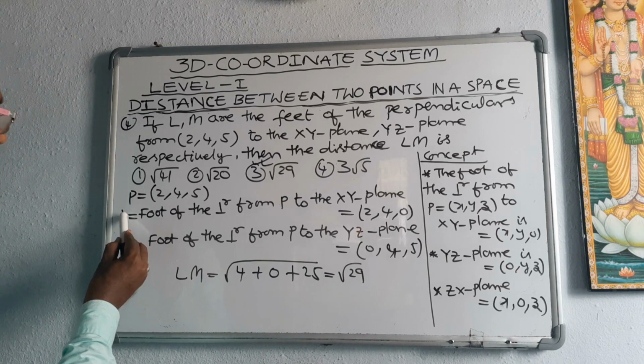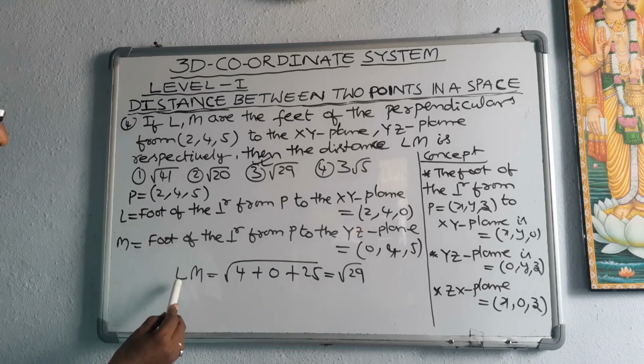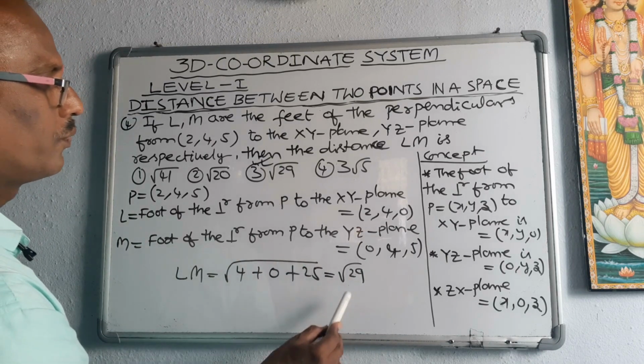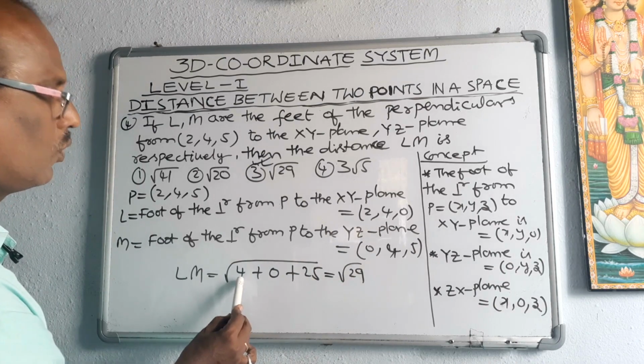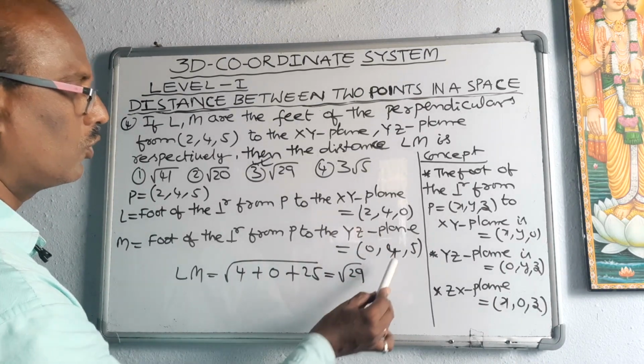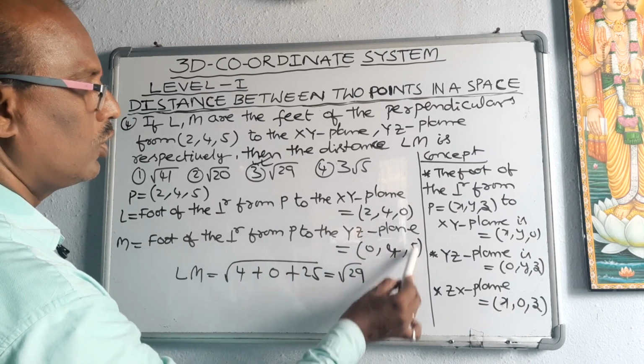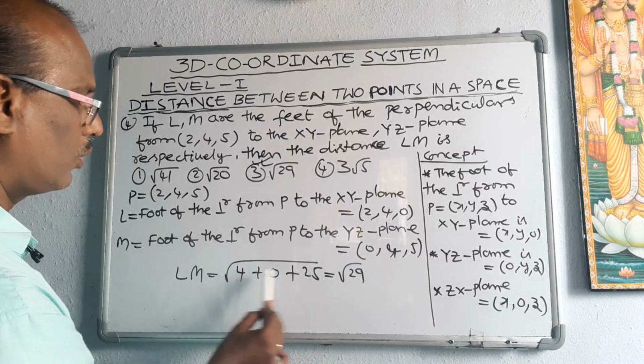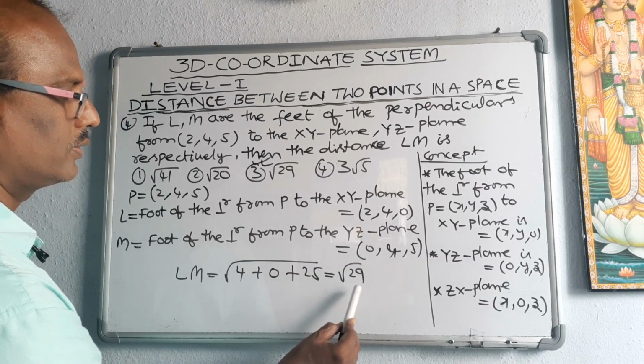To find the distance between L and M: square root of (2 minus 0) whole square, 4, plus (4 minus 4) whole square, 0, plus (0 minus 5) whole square, 25. 4 plus 25, root 29. This is the answer.